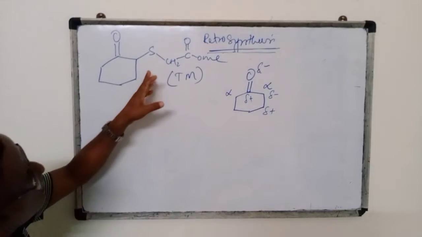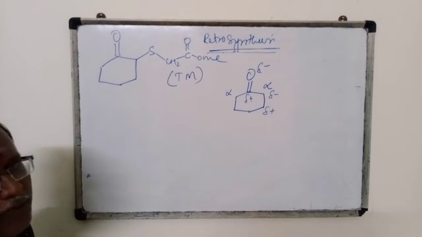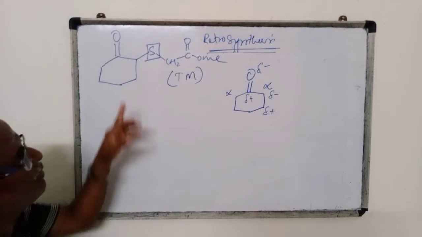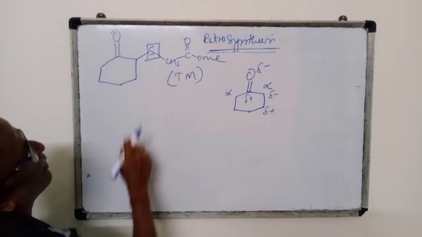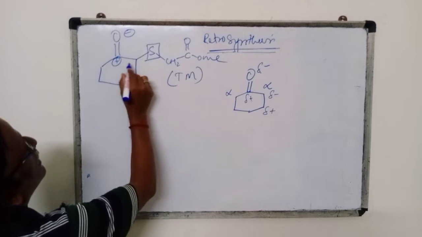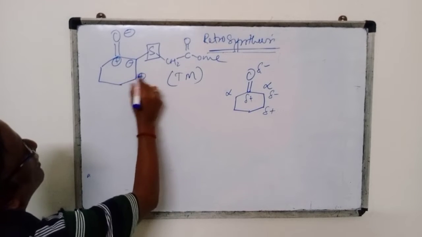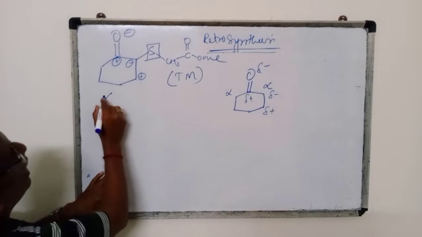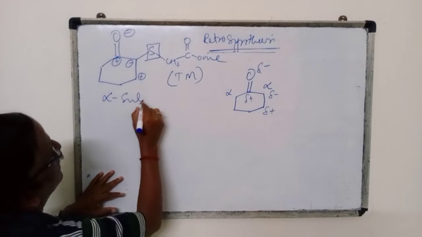Now, I want to synthesize this kind of molecule in which I have a heteroatom. What is the heteroatom present here? Sulfur is your heteroatom. So I'm going to have a negative charge and a positive charge here, a negative charge and a positive charge. So this I can call alpha sulfonylation.